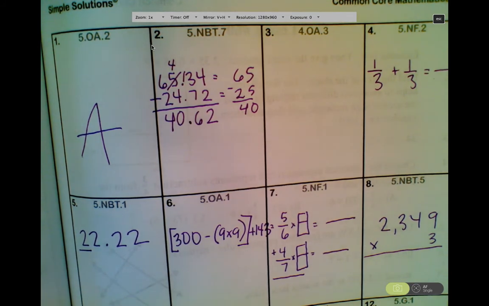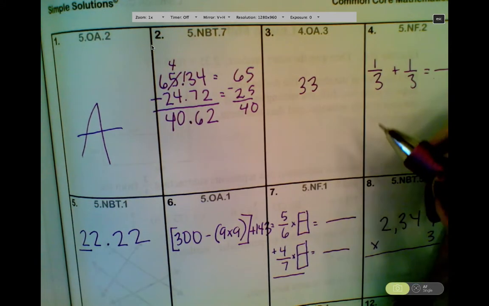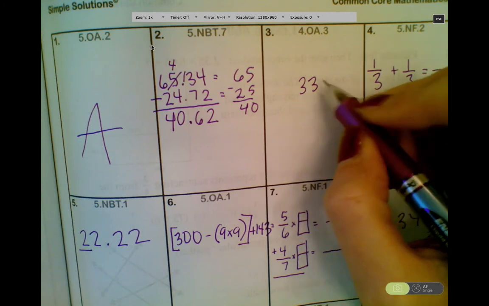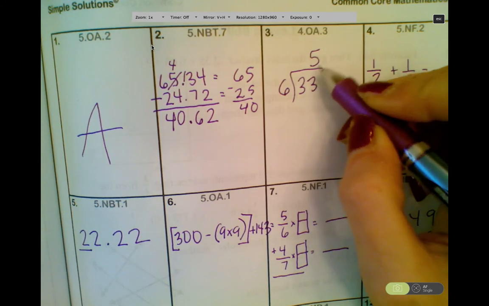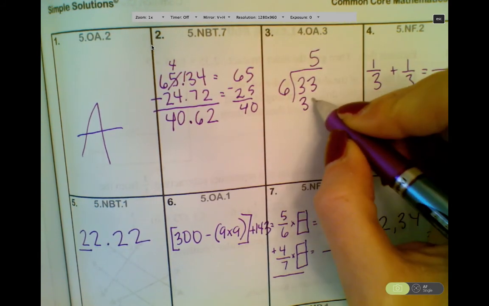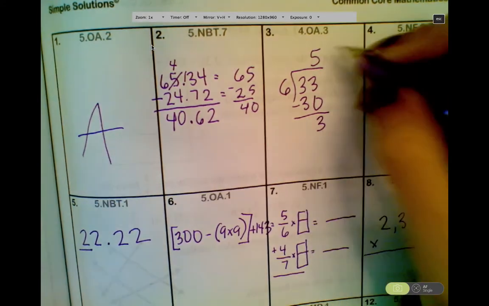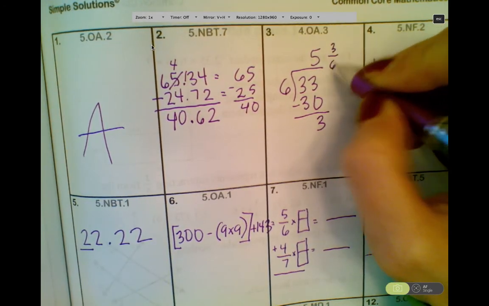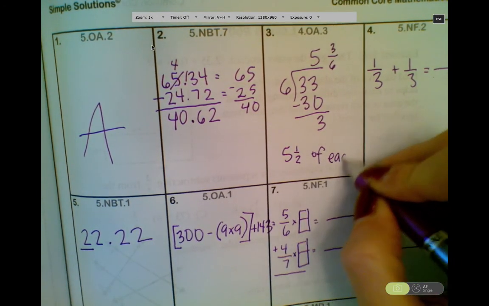Number 3, Paige practices 6 kinds of swimming strokes. She swims 33 laps. How many laps will she do of each kind of stroke? She's swimming 33 laps and 6 different kinds, so we're going to divide 33 by 6. 6 goes into 33 5 times. 5 times 6 is 30. We get 3, so 5 and 3/6, or 5 and a half of each stroke.